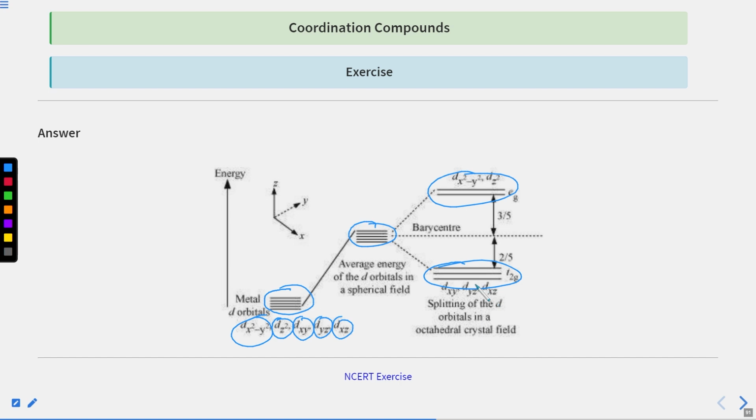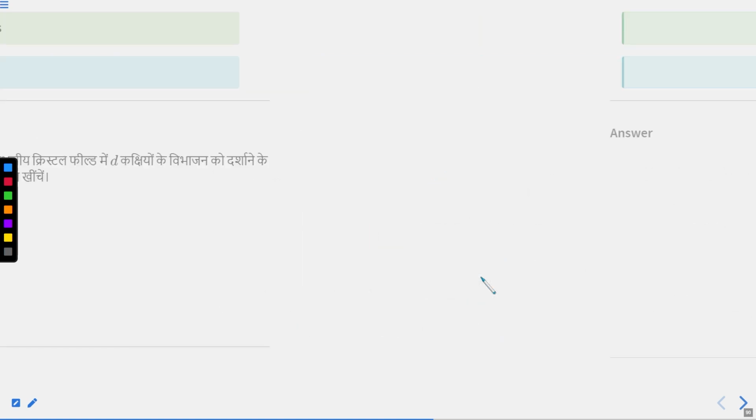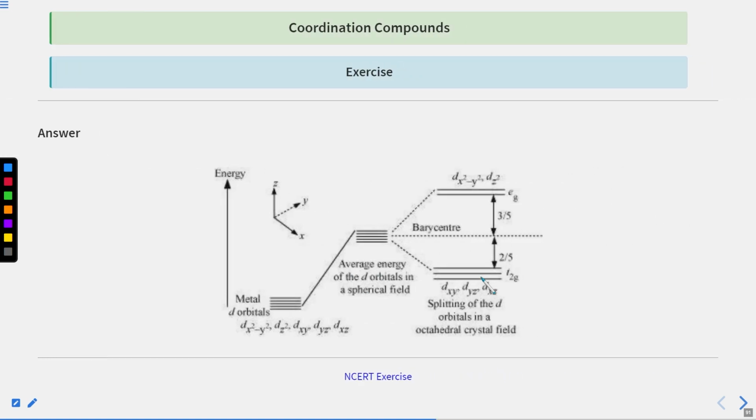Now, if I talk about the down one, there are 3 orbitals: dxy, dyz, and dxz. Whereas the dx square minus y square and dz square are on the upside. Now, why is it so? What is the reason behind it? Here you can see that the orbitals dx square minus y square and dz square are along the axis.